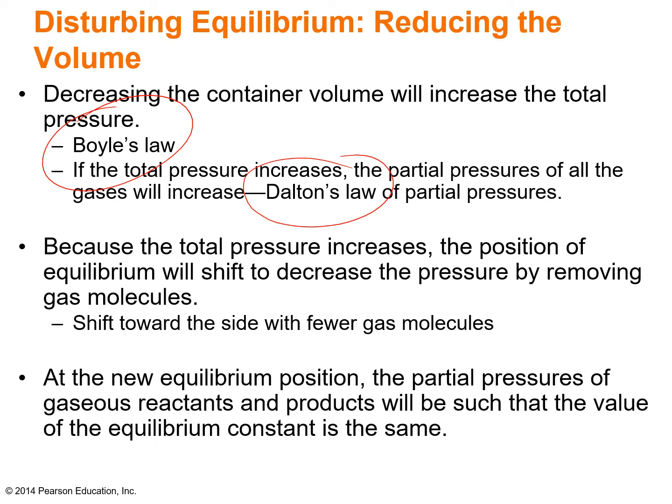Because the total pressure increases, the position of the equilibrium will shift to decrease the pressure by removing gas molecules. In other words, shifting to the side with fewer gas molecules. So we can look at a chemical reaction, see which side has fewer moles, and therefore know that's the direction it'll be pushed. At the new equilibrium position, the partial pressures of the gaseous reactants and products will be such that the value of the chemical equilibrium constant is the same. Notice this is standard throughout all of our hypothetical scenarios that we're talking about.